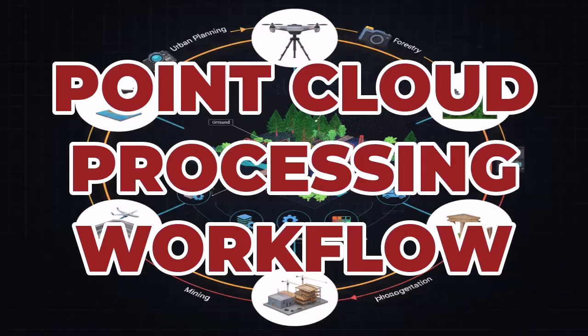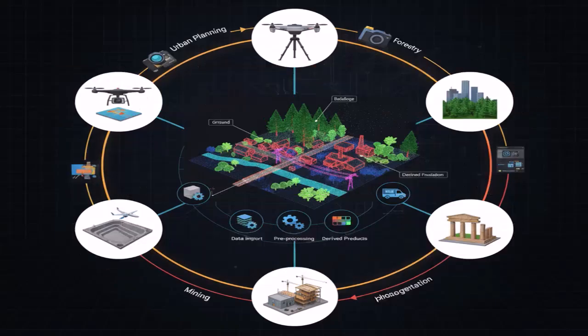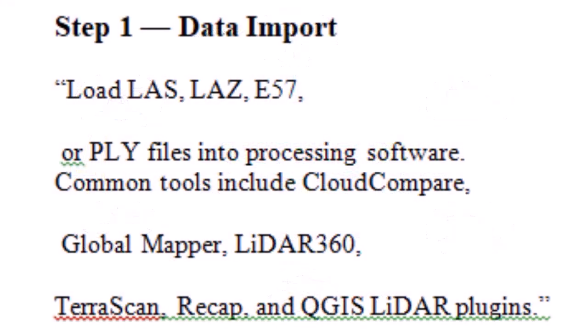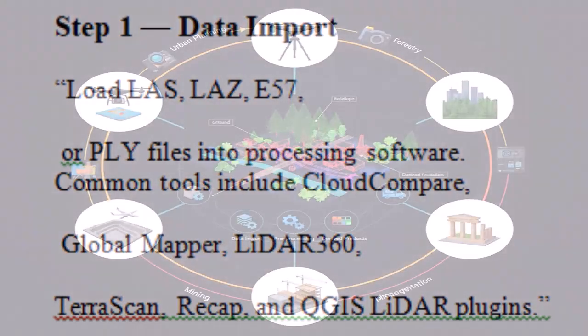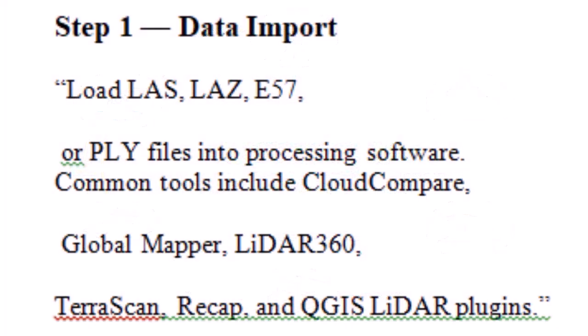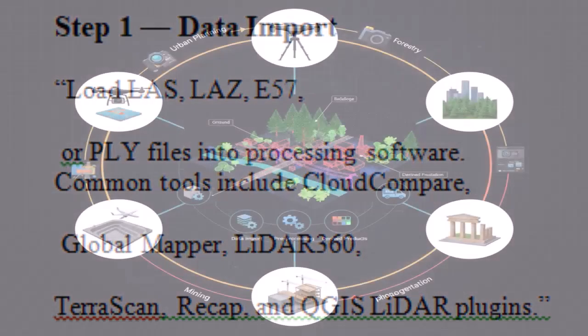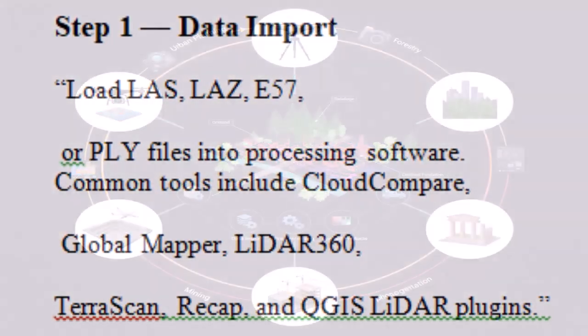Point cloud processing workflow. The processing workflow typically follows 5 main stages. Step 1. Data import. Load LAS, LAZ, E57, or PLY files into processing software. Common tools include CloudCompare, Global Mapper, LiDAR360, TerraScan, Recap, and QGIS LiDAR plugins.